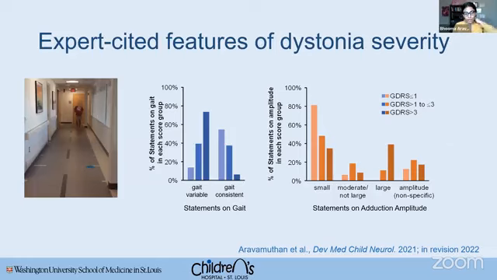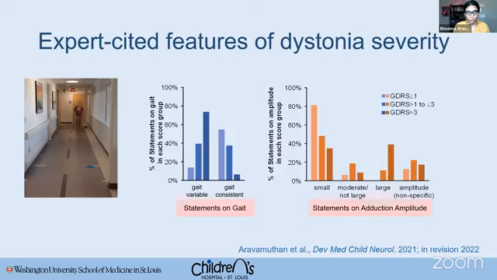If we quantify what it is that the experts said when they were identifying dystonia severity, the darker the bar here, the more severe the dystonia. The more experts said the gait was variable, the more likely they were to rate dystonia severe, and vice versa for saying consistent gait. With regards to adduction amplitude, if they said the amplitude of adduction was small, that variable scissoring, the variable foot turning in, that positioning that we talked about earlier, they were more likely to rate that dystonia as mild. If they said that amplitude was large, they were more likely to rate that dystonia as severe.